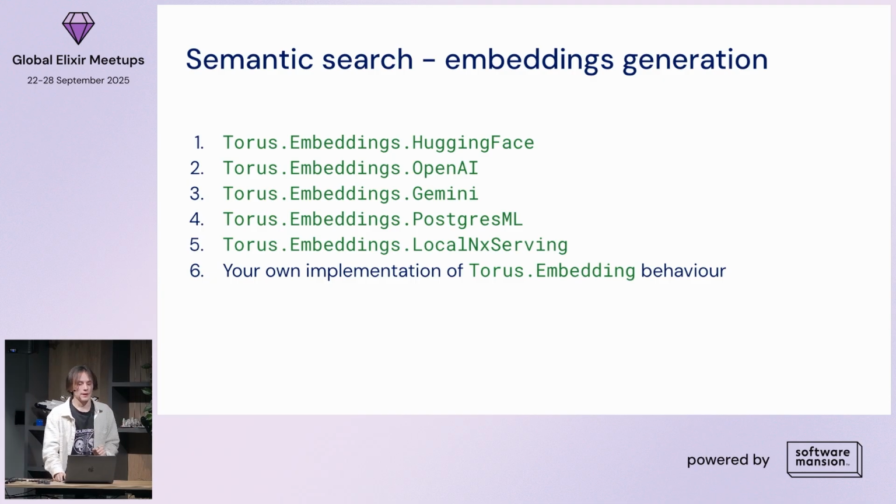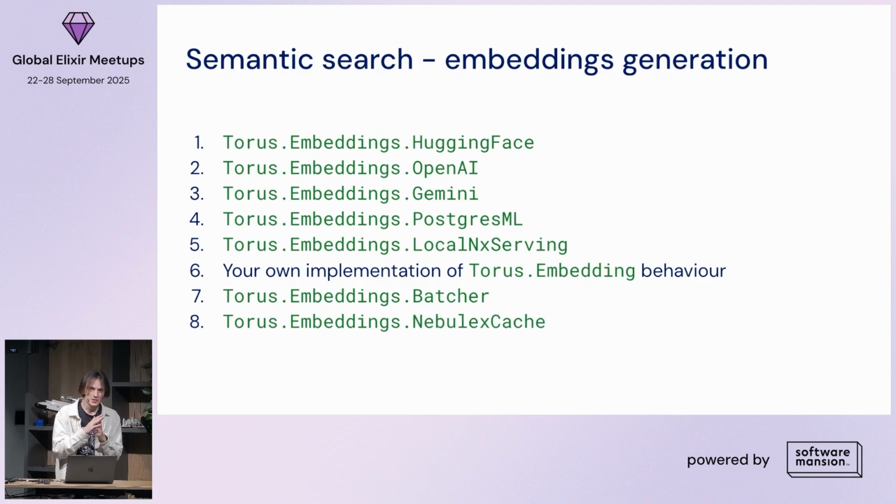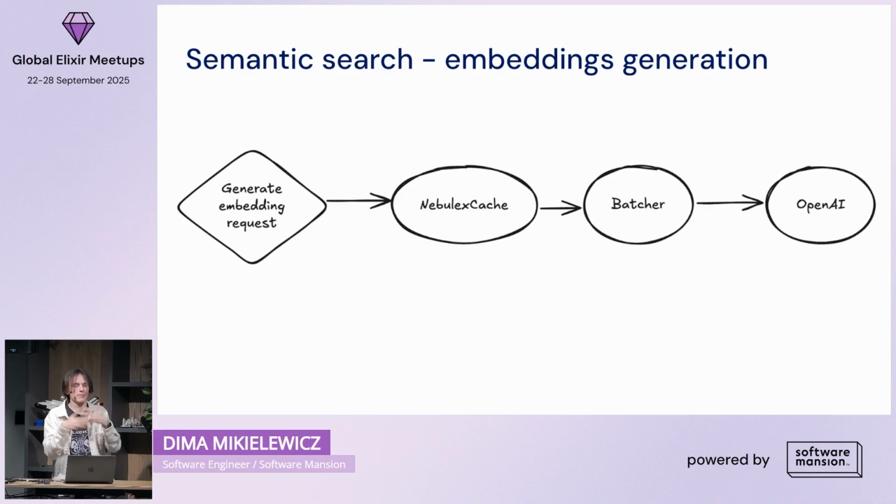And in addition to that, we have Torus Batcher and Torus Nebulex Cache. These two modules are extremely helpful to make the generation of embeddings a little faster. The pipeline might look like this: you have your request, then you have a read-through cache, then you have a batcher, which will collect a few of the requests, so it's cheaper for you to do the inferring, the embedding generation, and then you pass the batch to your third-party provider.